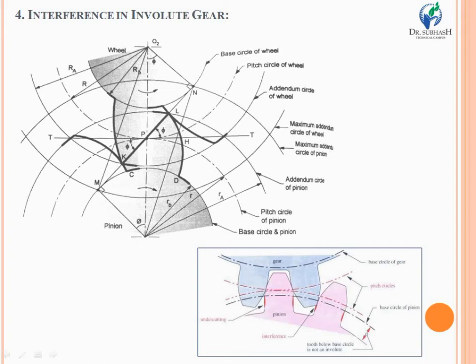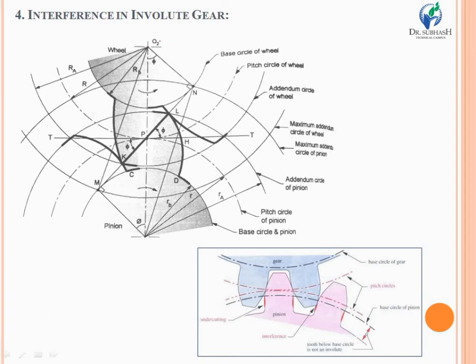So ultimately we can say that interference is generally produced due to non-tangential action between two meshing gears. Now look at the figure. You are given two gears in mesh, and a pinion with center O1 which drives the gear wheel having center O2. So this is the pinion and this is the gear wheel with center O2.